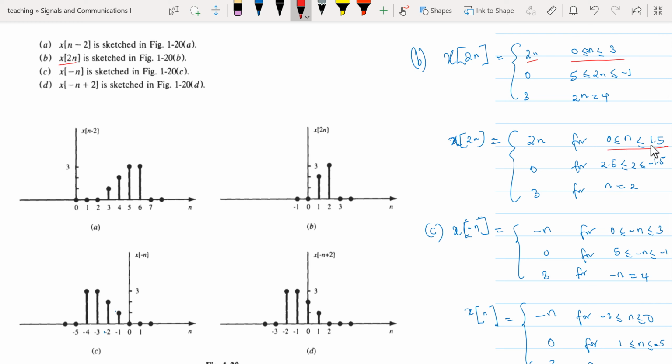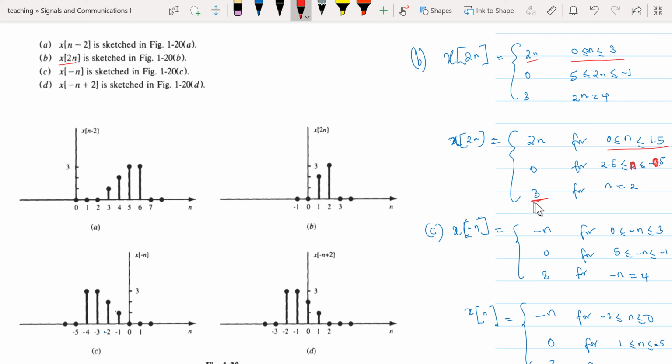We have 0 is less than n is less than or equal to 1.5. And again, 0 is less than 2.5. So this is supposed to be n, and n is less than 1.5. Divide both sides by 2. Supposed to be 0.5, less than or equal to negative 0.5. And lastly, we divide by 2, you have n is equal to 2. So that is when you have 3.